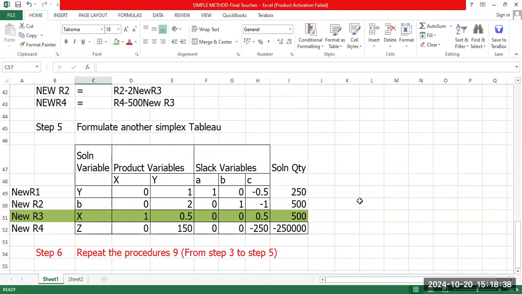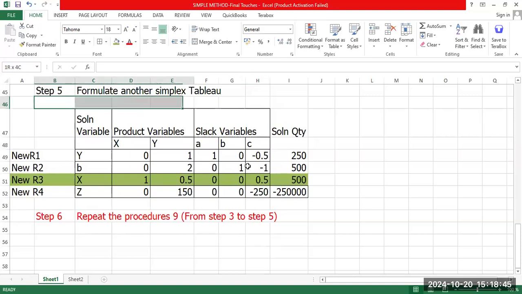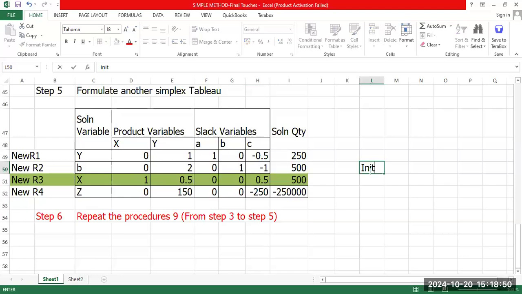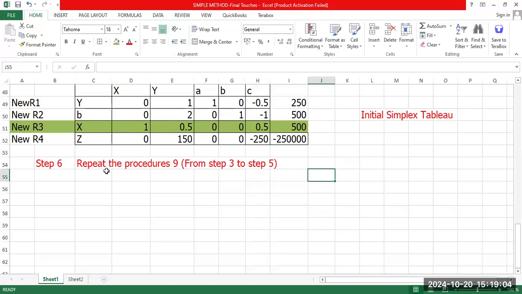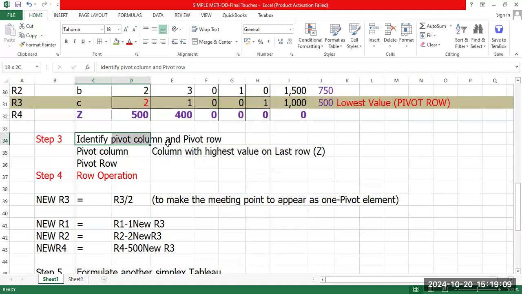So as you repeat the procedures from step 3 to step 5, this table now will act as your initial. This will be like our initial simplex tableau as we repeat the procedures. Remember, step 3 says what? Identify pivot column and pivot row.